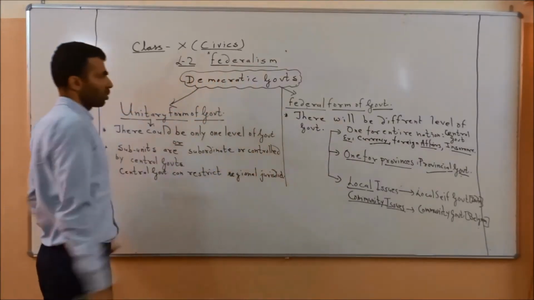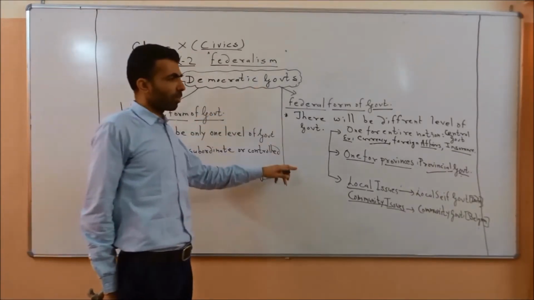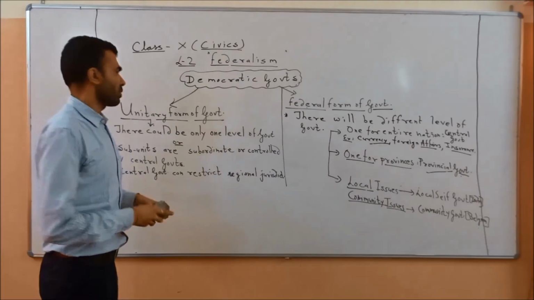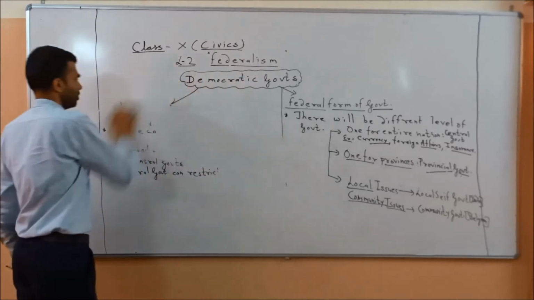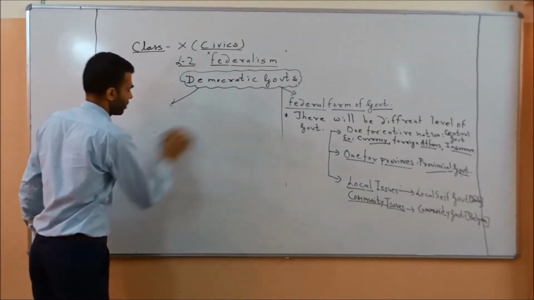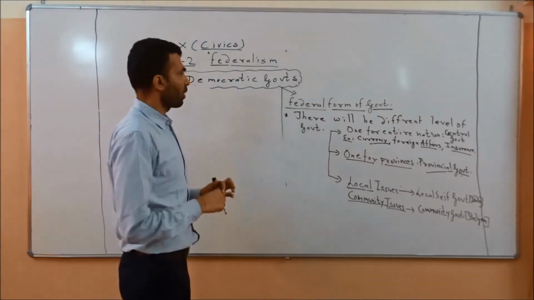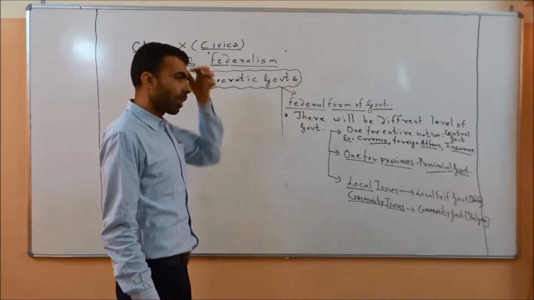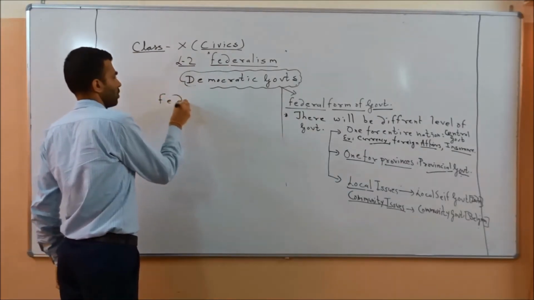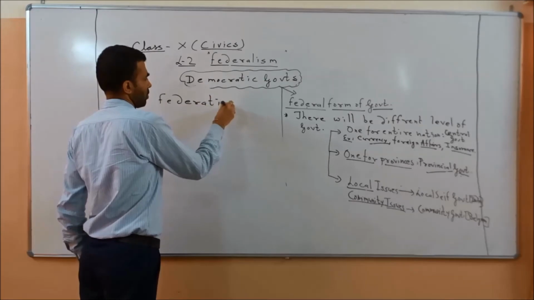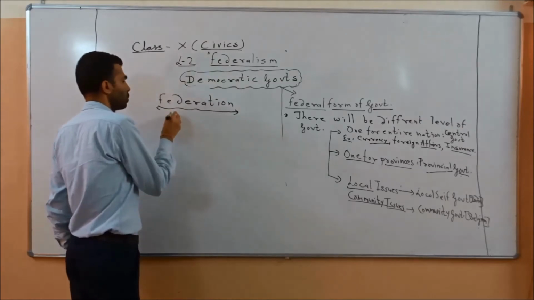So up to now you had been clear about the unitary form of government, which is the opposite of federalism. Then I told you about the federal form of government. Now we are moving towards federation and its types. So we have studied the federal form of government. India is a federation of 28 states. Federation means union of states.